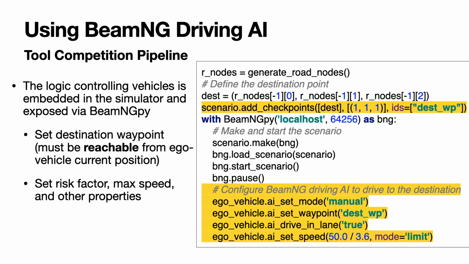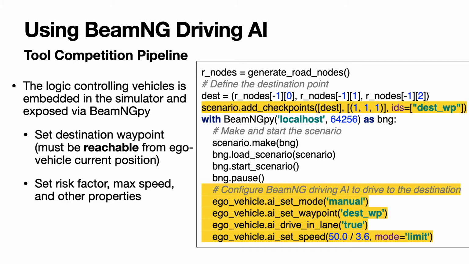So you can tell the agent to drive in lane and have a maximum speed. In this snippet here, what I've done is I generated a road. I define a destination point as basically the last point on the road, and then I added a checkpoint to the scenario. A checkpoint is a specific point that has an ID that can then be used to instruct the BeamNG driving agent to plan a trajectory to reach it.